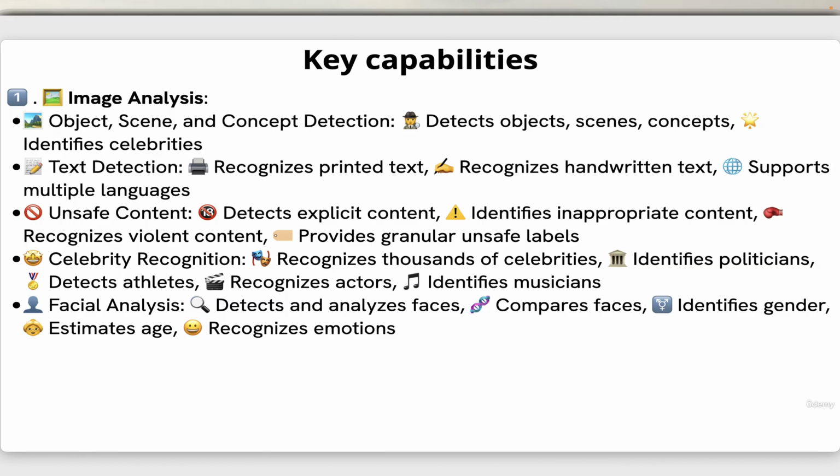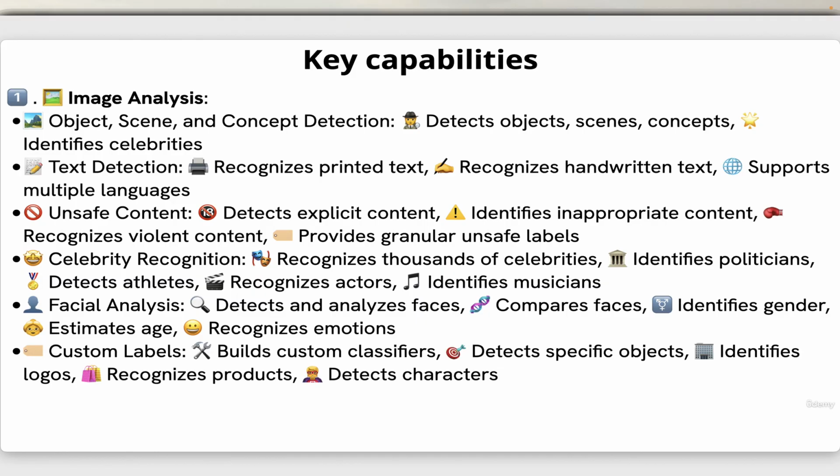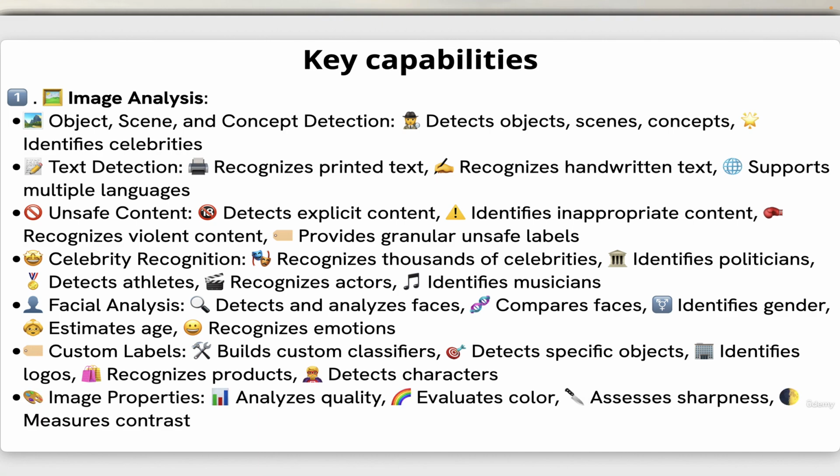It can detect, analyze, and compare faces along with facial attributes such as gender, age, and emotions. Use cases may include user verification, cataloging, people counting, and public safety. Custom labels. So you can build custom classifiers to detect objects specific to your use case, such as logos, your own products, and characters. Image properties. You can analyze image properties like quality, color, sharpness, and contrast.